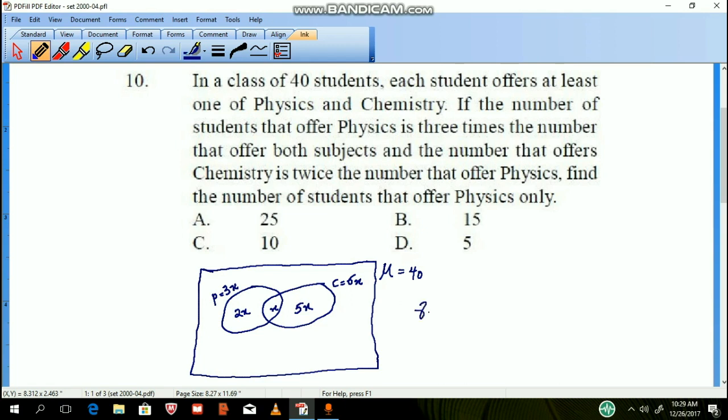So we have 8x will be equal to 40. So x will be 40 divided by 8, which will be equal to 5. So x is 5. And since we are looking for physics only, will be 2 times 5, which will be 10. Option C.